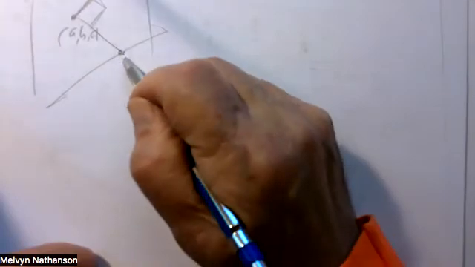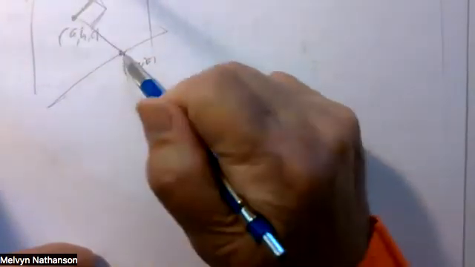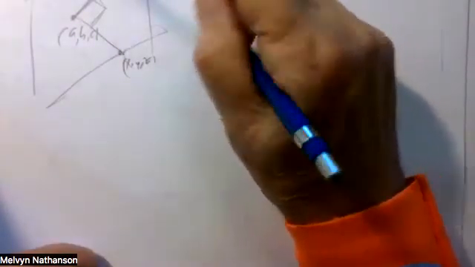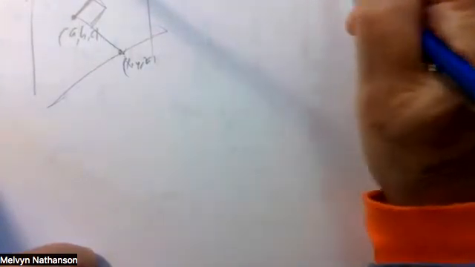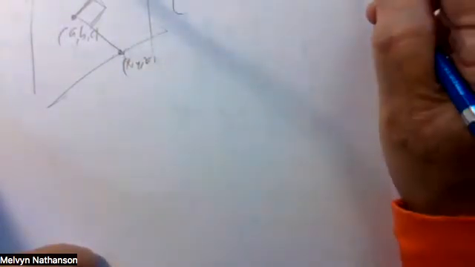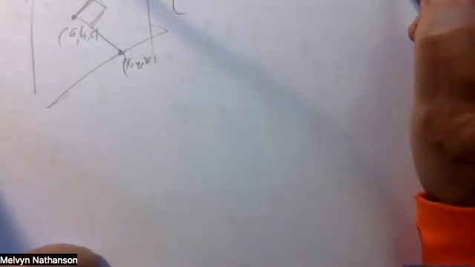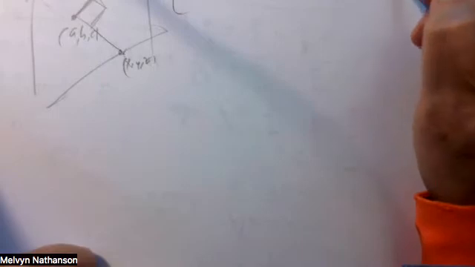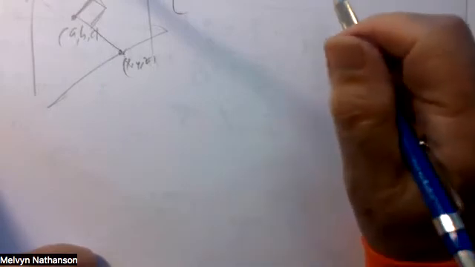Because if I take any point (x, y, z), the vector from (a, b, c) to (x, y, z) will be (x minus a)i plus (y minus b)j plus (z minus c)k. And I want that vector to be perpendicular to u, which means the dot product with u, let me call this (u1, u2, u3), has to be 0.